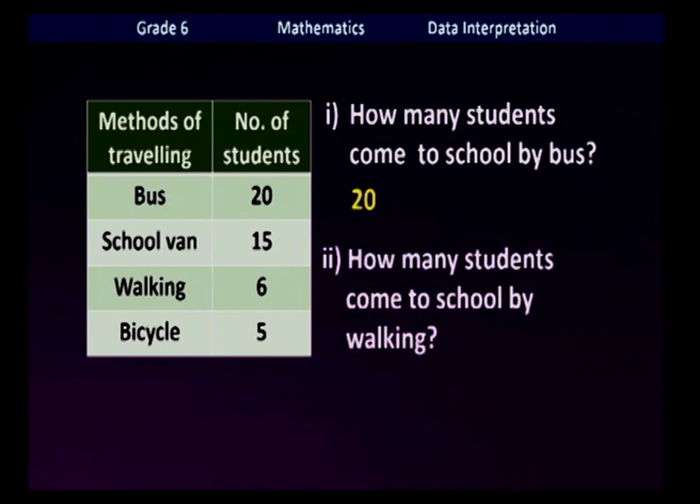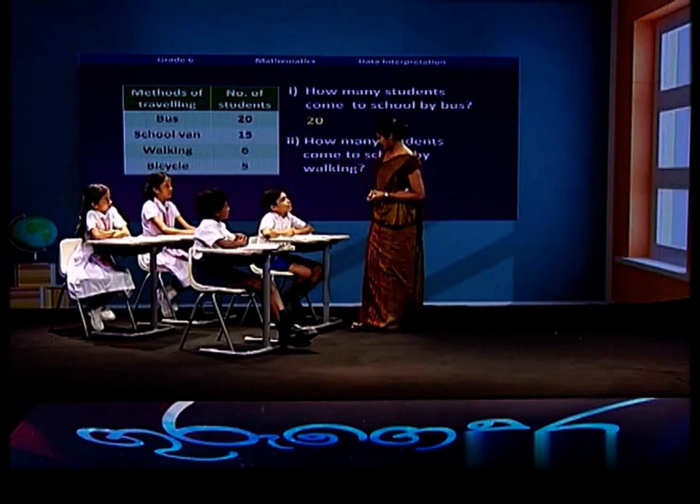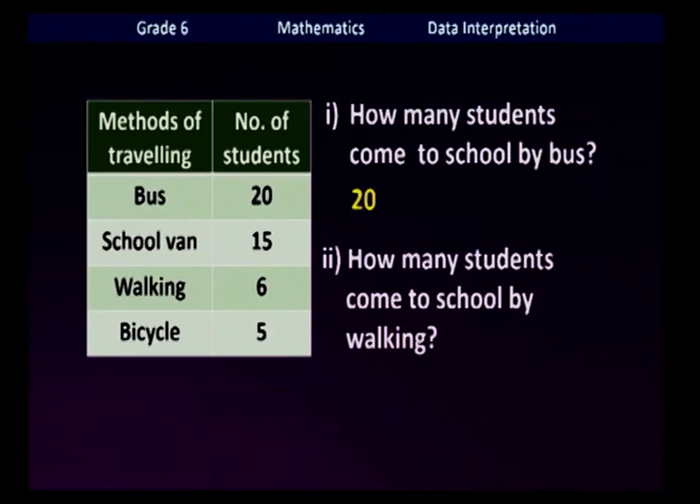Now we'll see another question. How many students come to school by walking? In this table, you can see walking also there as a method of traveling. Then how many students come to school? Here, Vidva, can you give me the answer for that question? Teacher, 6 students. Very good. 6 students come to school by walking.